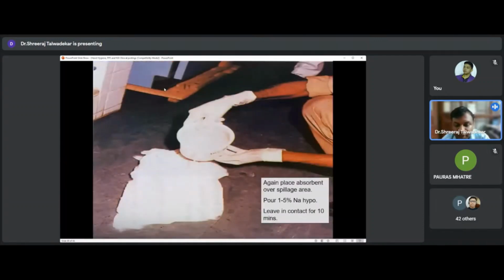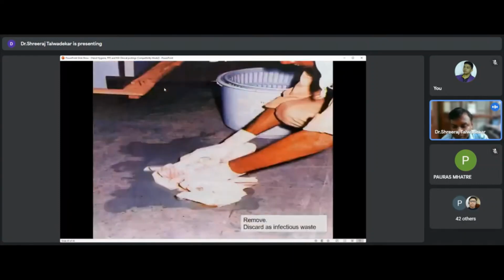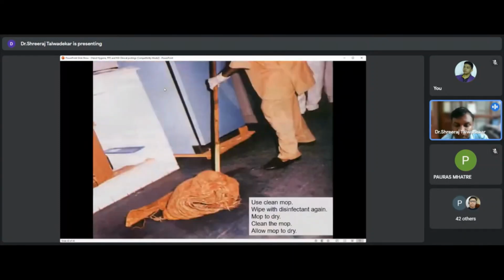So this I have already told you, you have to keep it for the requisite contact period of 10 to 15 minutes minimum. Don't just put it and lift it because of lack of time. And lastly, you have to do the mopping.